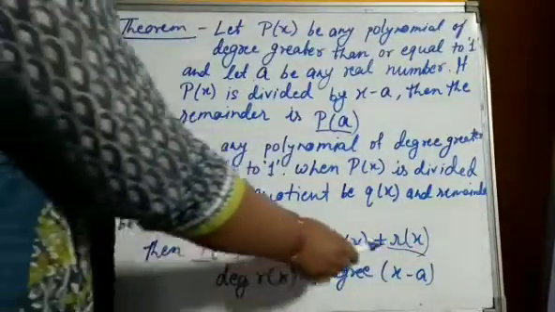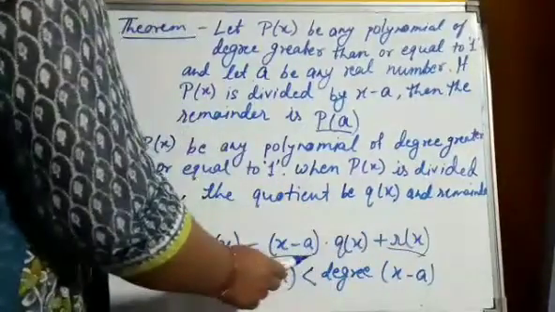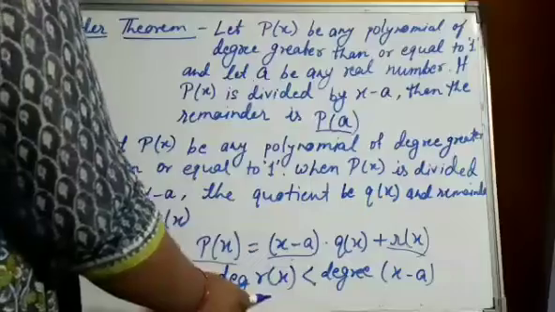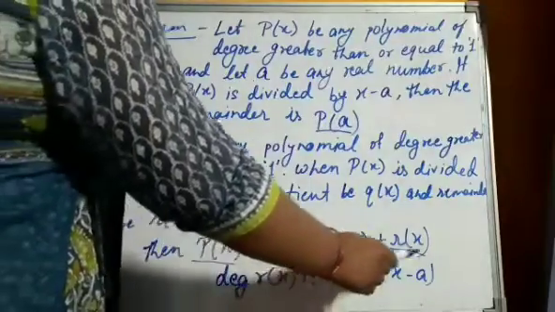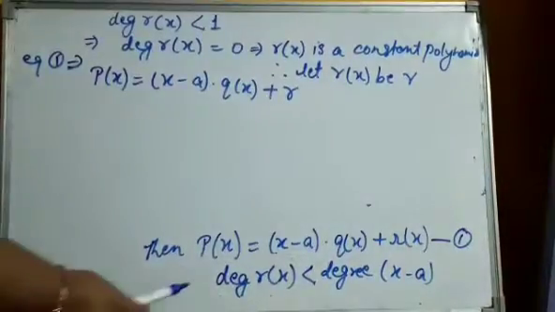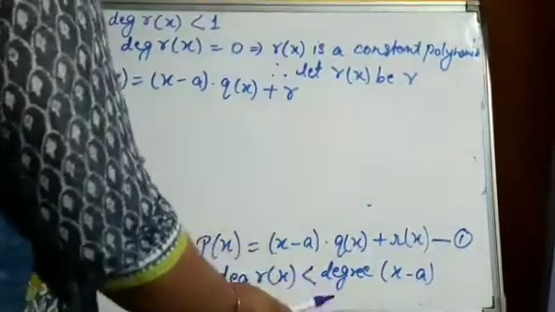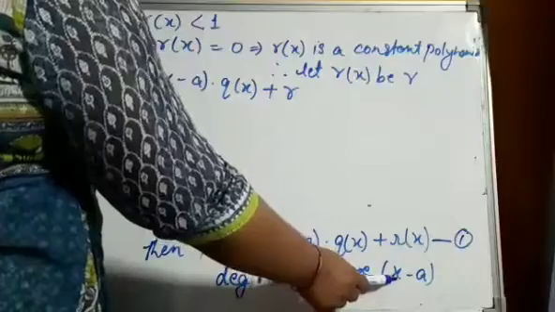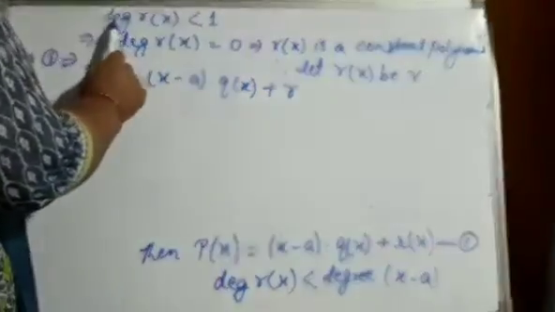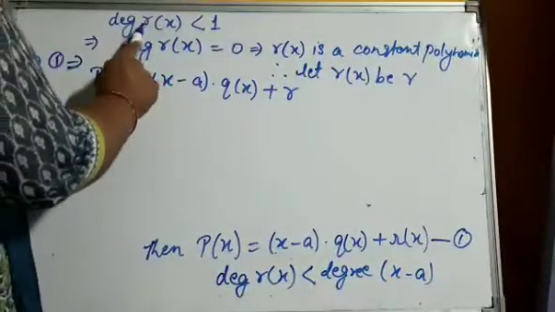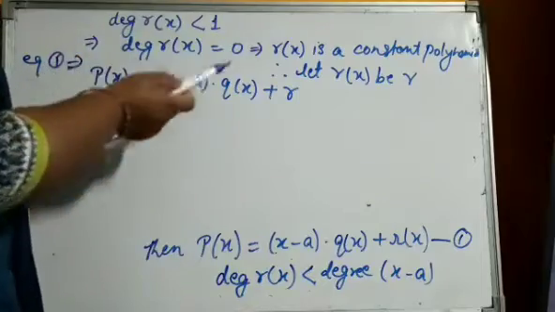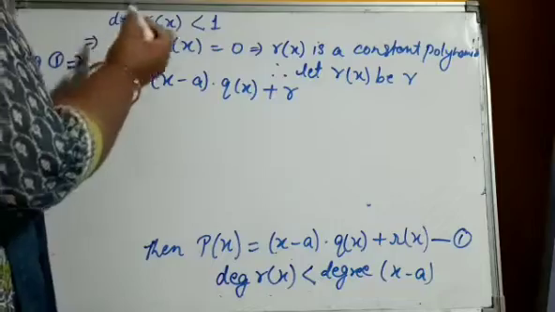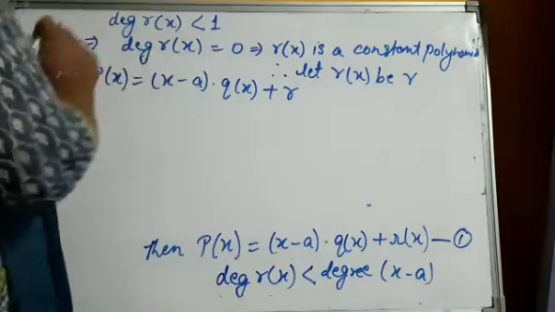So definitely the degree of R(x) should be less than the degree of x minus a. The degree of x minus a is 1, because the maximum power of x is 1. So the degree of R(x) is less than 1. If the degree of R(x) is less than 1, this means it should definitely be equal to 0. So the degree of R(x) should be 0.